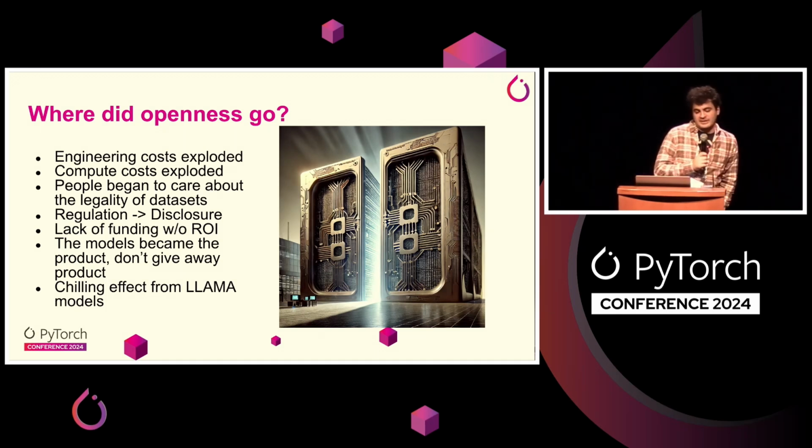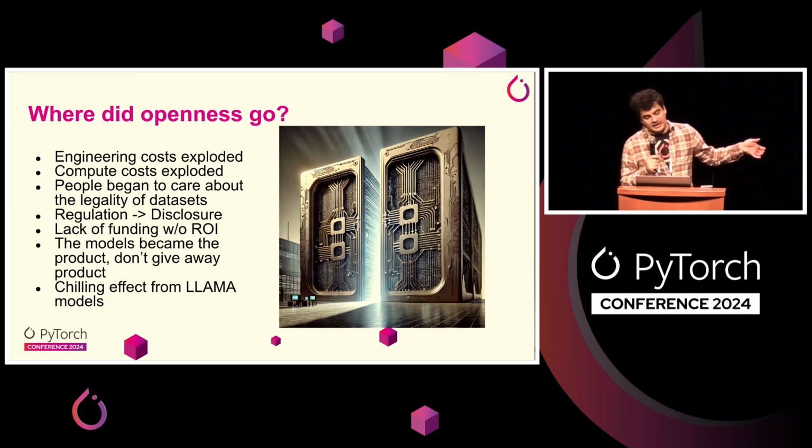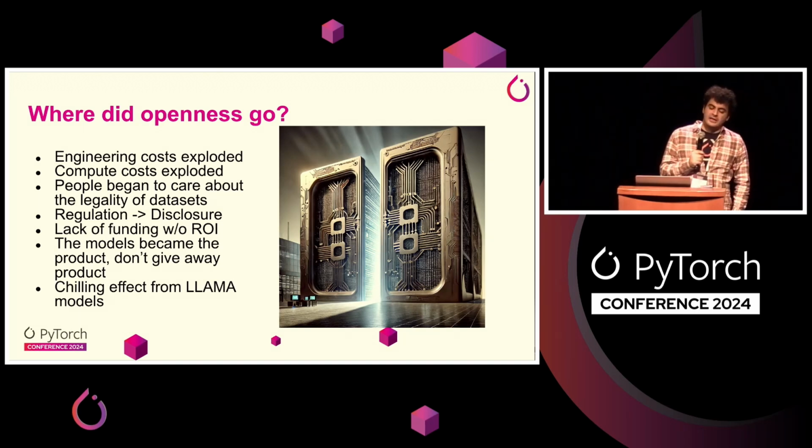Well, there's several reasons why these models aren't as open as they used to be. Engineering costs exploded, and frankly, the training code is not as generic and might rely on a lot of special internal tooling. Compute costs have exploded. If I spent so much time and money training the model, why should I just give it away for free? And then the big reason, though, is people started to make money off these models, and then people start to care about the provenance and legality of these datasets.